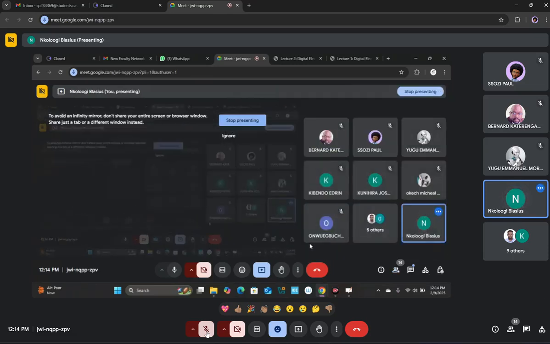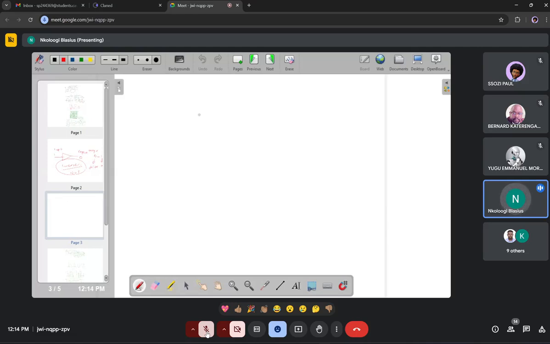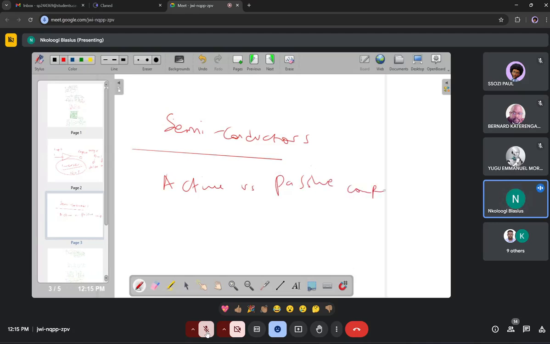As a continuous thing for you to learn, please kindly, actually, I think I'll have to give you a certain lab and we try it together. But help me to read about semiconductors and active versus passive components. In this, you will find things like capacitors, diodes, inductors, resistors, and transistors.